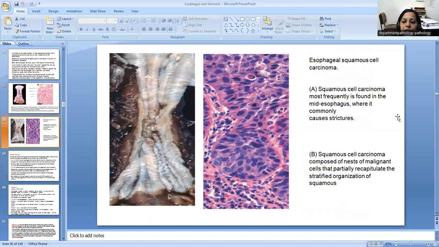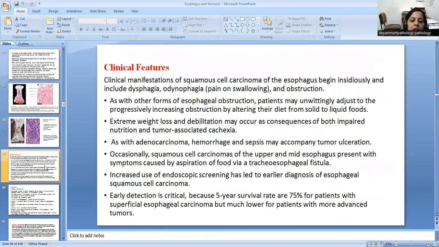Here we can see the esophageal squamous cell carcinoma, again on the gross. As we know, squamous cell carcinoma is most frequently found in the middle of the esophagus, where it commonly causes strictures, as we had seen in the previous picture also. And here also we can see the nests of the malignant cells that partially recapitulate the stratified organization of the squamous epithelium.